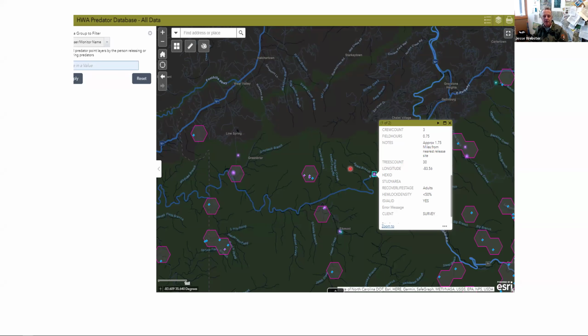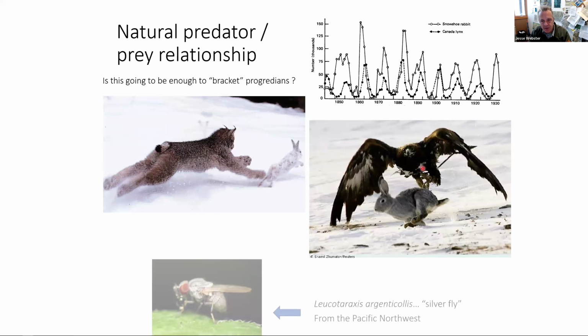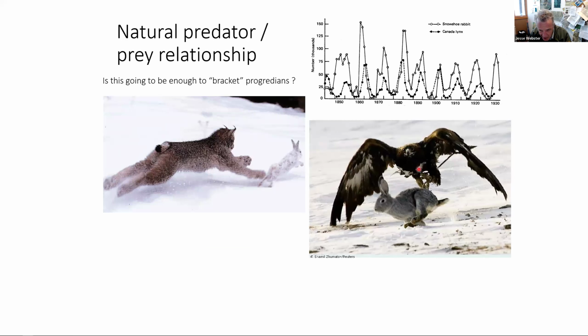And again, with the treatments that we're stretching out over many years, it's very cost effective. It's easy for me to relay this information to the superintendent and management team that, hey, this is of value. So is this going to be enough? If we have these bobcats on the landscape, is that going to be enough? Well, we talk about bracketing progrediens, and that's having more than one predator. As we know, snowshoe hares or rabbits are kept down not just by bobcats, but also other predators that are needed at different times of the year.